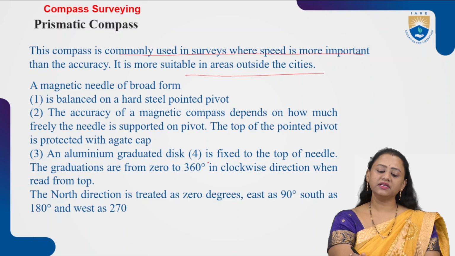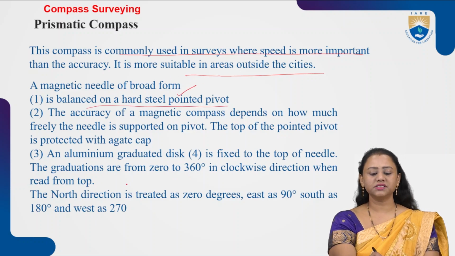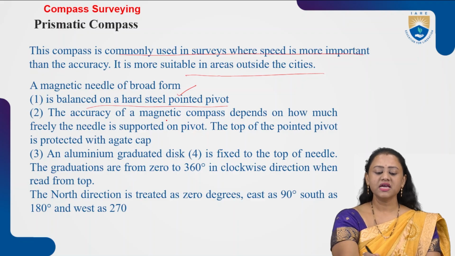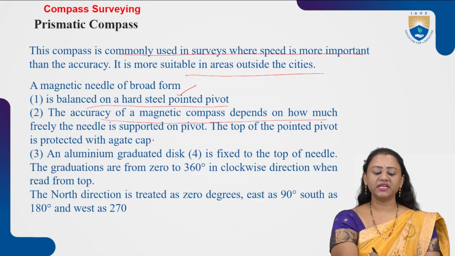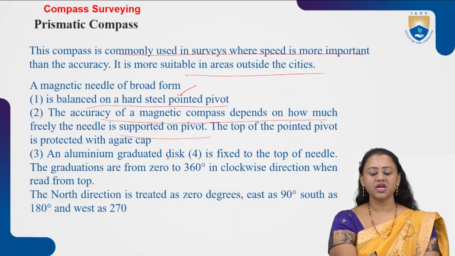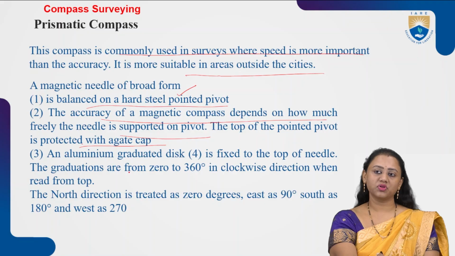A magnetic needle of broad form is balanced on a hard steel pointed pivot. And the accuracy of the magnetic compass depends on how freely the needle is supported on the pivot. The top of the pointed pivot is protected by an agate cap. So these are the different parts of a prismatic compass.